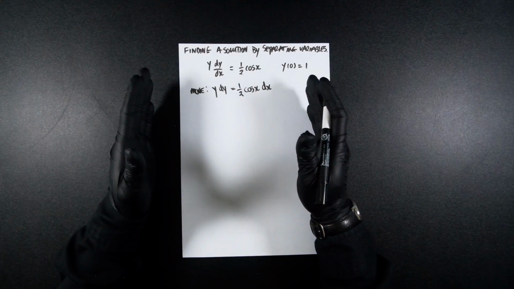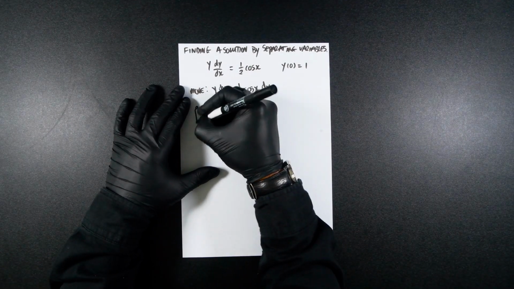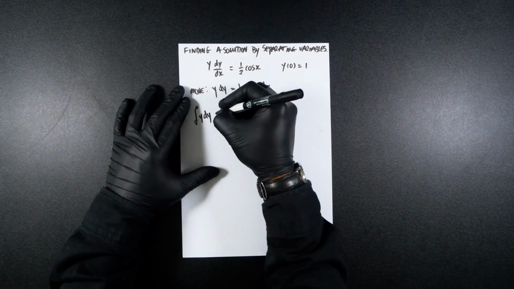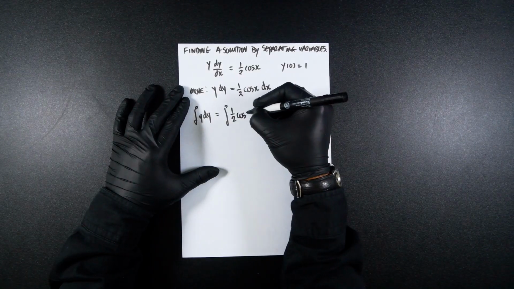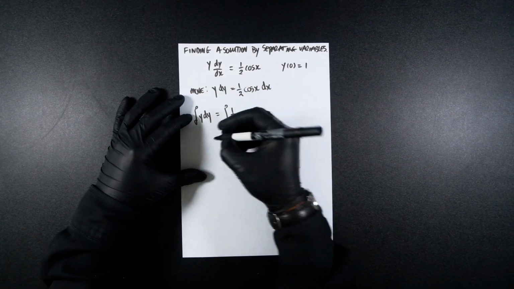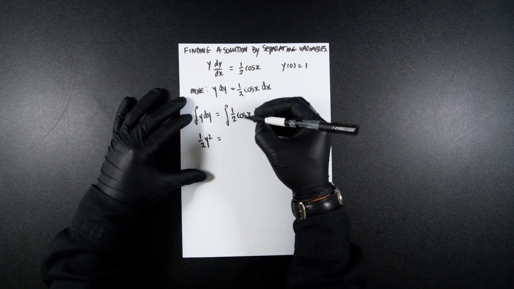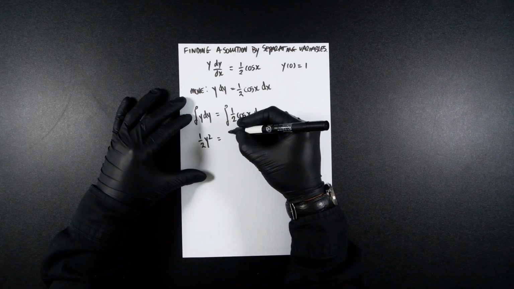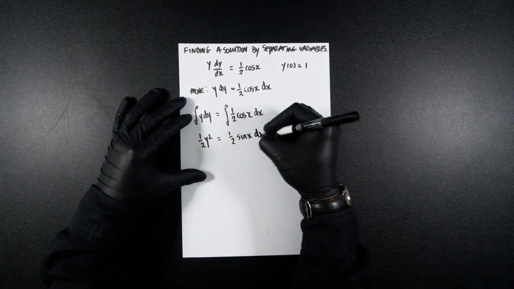You integrate each side individually. So let's first do the y dy, and then you'll do half cos x dx. This integrated is y squared over 2, and this would be a half sine x.